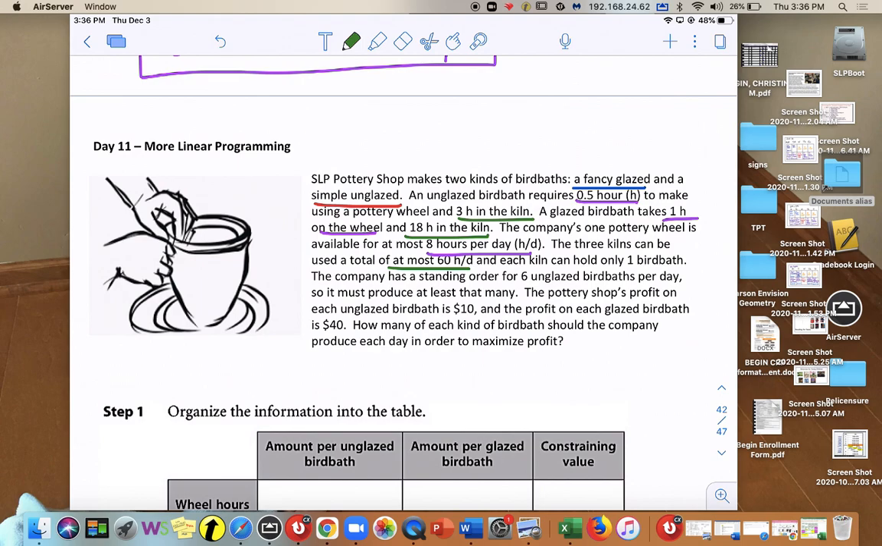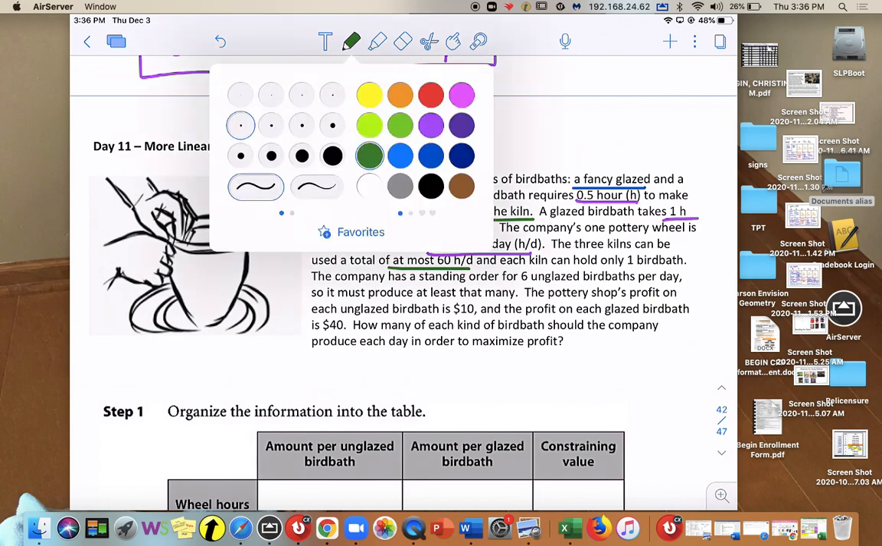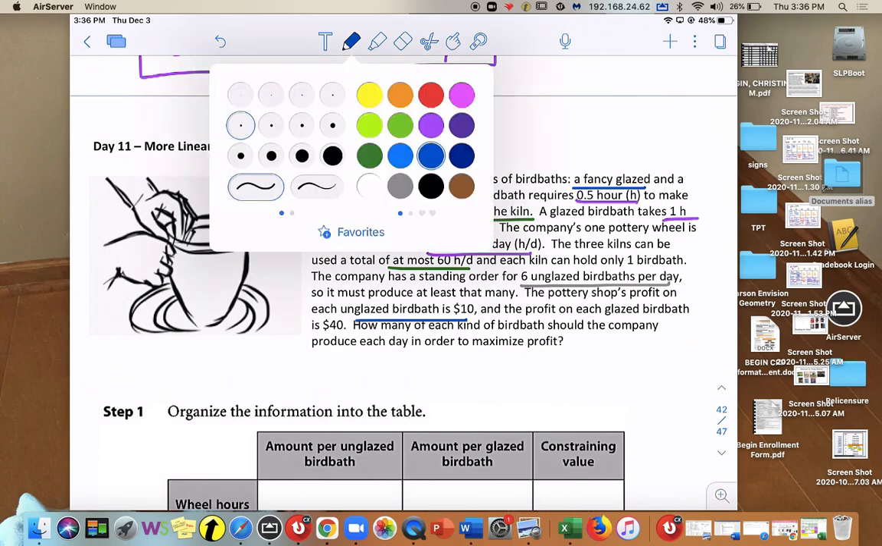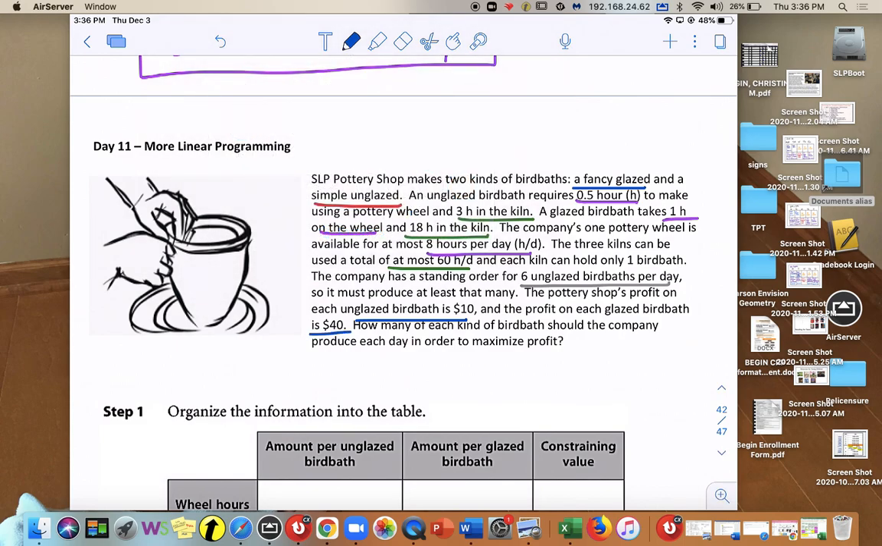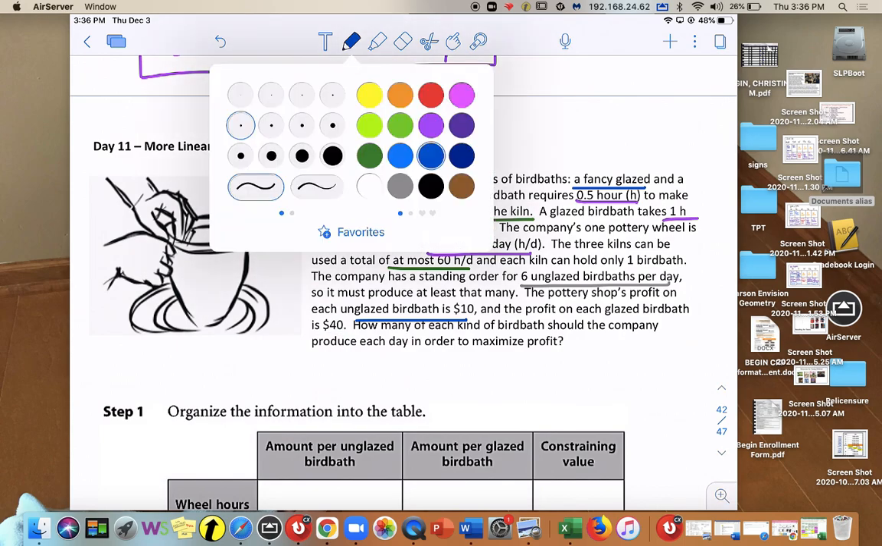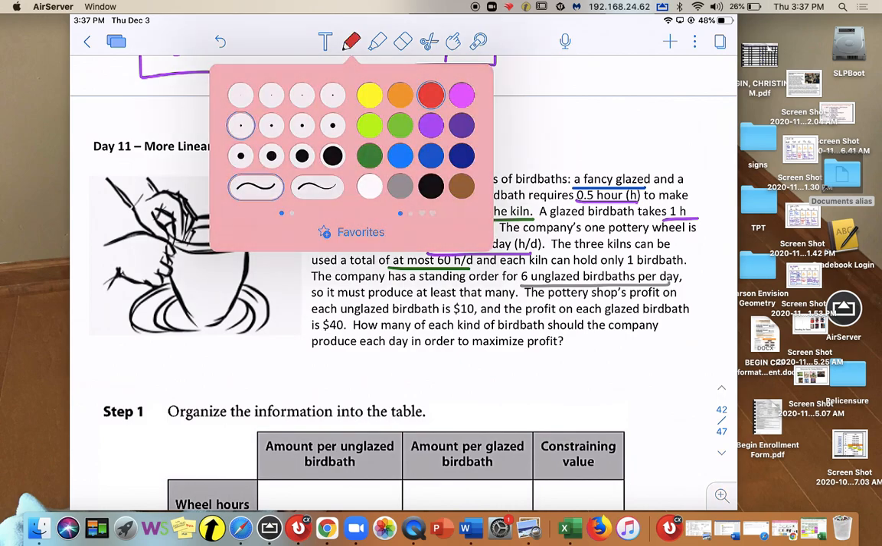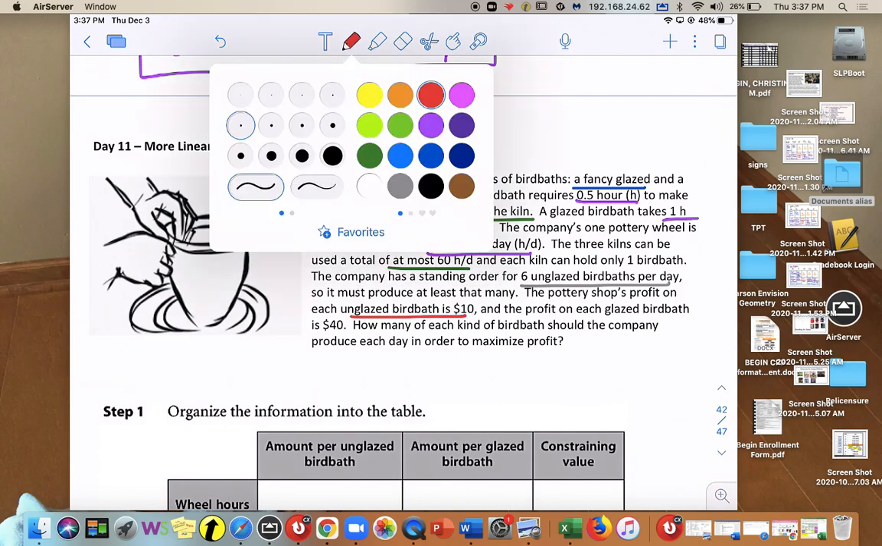The company has a standing order for 6 unglazed bird baths. I'm running out of colors here. So it has to make at least 6 per day. The profit on each of the bird baths is $10 for the unglazed and $40 for the glazed. There's a lot of information here, so I tried to color code: the unglazed was red, and the glazed was blue.